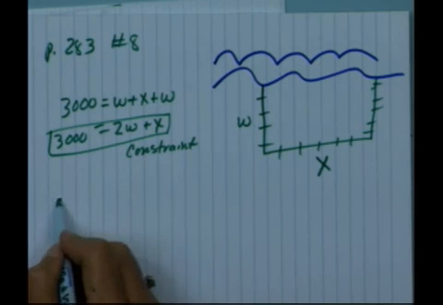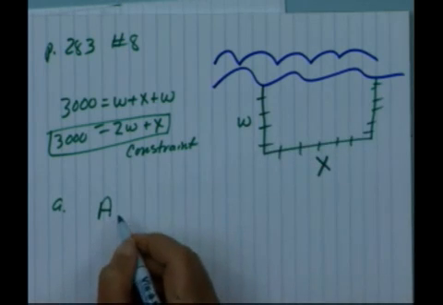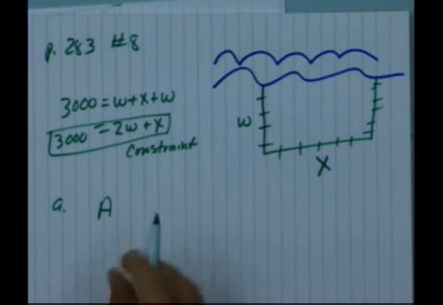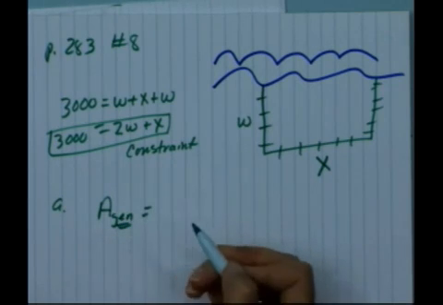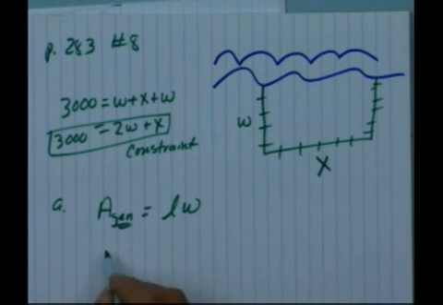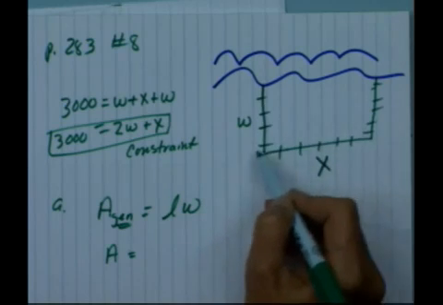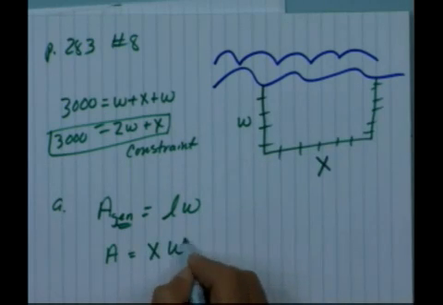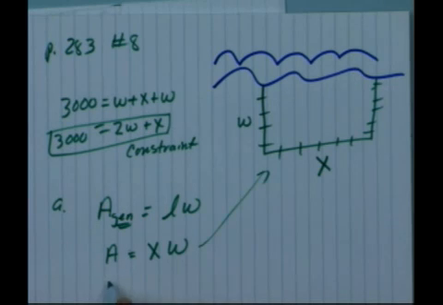All right, part A says, express the area of this rectangle as a function of x. All right, let's do the general area first. What's the area of a rectangle in general? Length times width. All right, now let's start focusing in on our graph. What is the area of this rectangle? w times x, or x times w. All right, so this is ours. And the problem says, I want you to write the area only in terms of x.